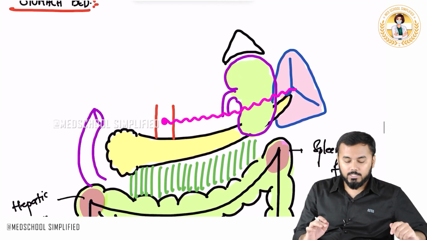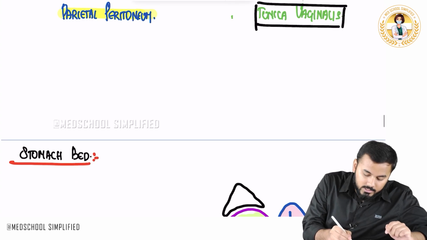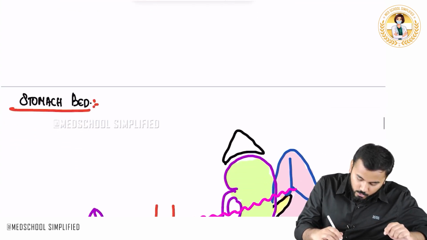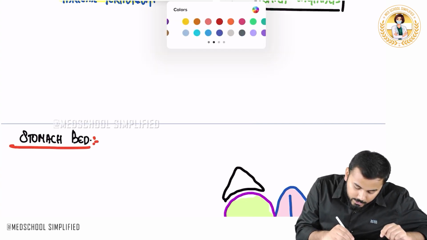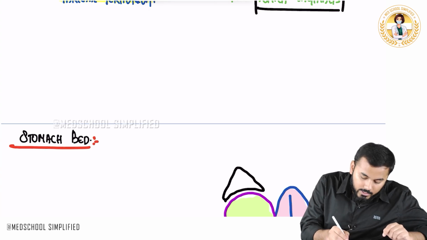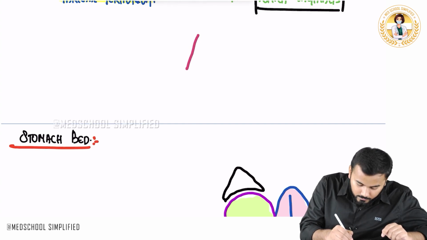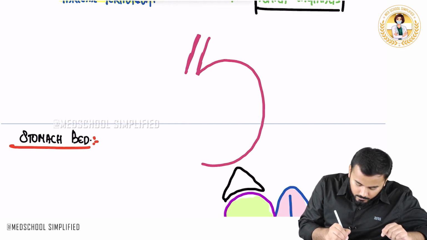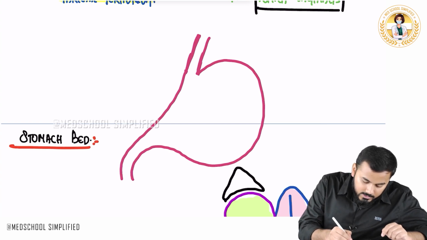Now, where is your stomach located? Let me draw the stomach separately here and then I'll put the stomach exactly onto this, okay? So let me choose another color for this. So if you look here, this is the location of your stomach. Right. So this is the exact location of your stomach.